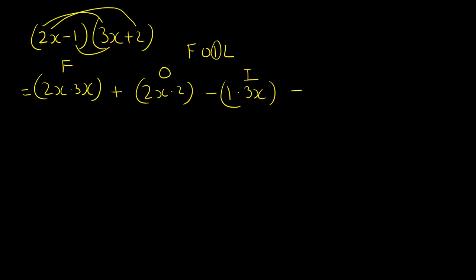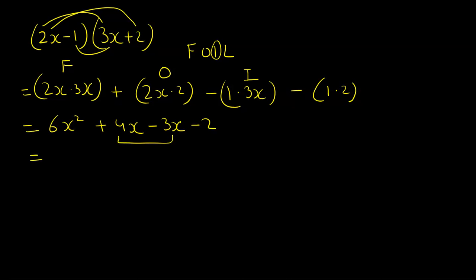And finally we have the last term, which is the L, and that is called the last terms. We have here minus 1 times 2, and then we get 2 times 3 is 6, x times x, x square, plus this will be 4x minus 3x and minus 2. We can, however, simplify it a little bit further with these two terms. We get 6x square plus x minus 2.